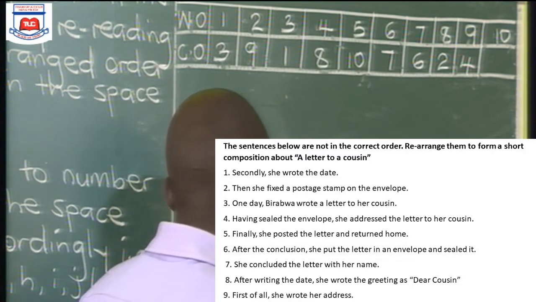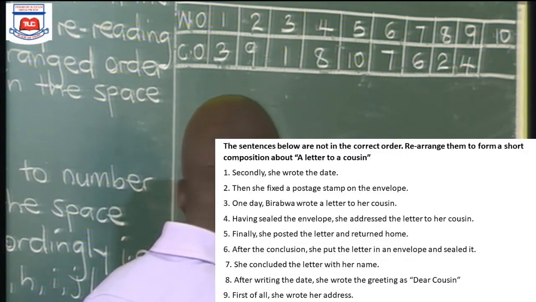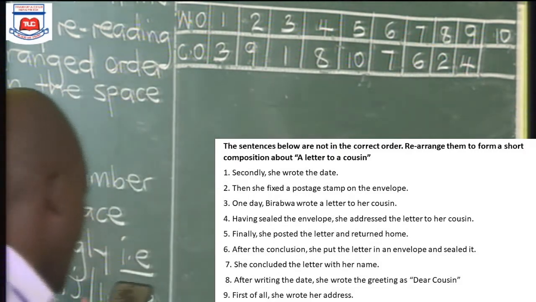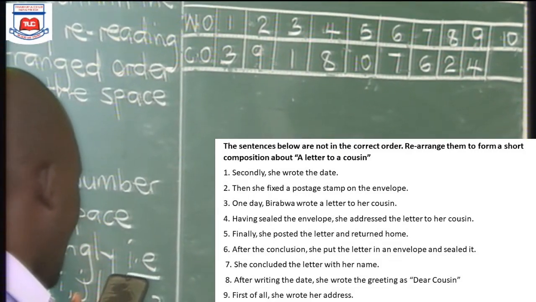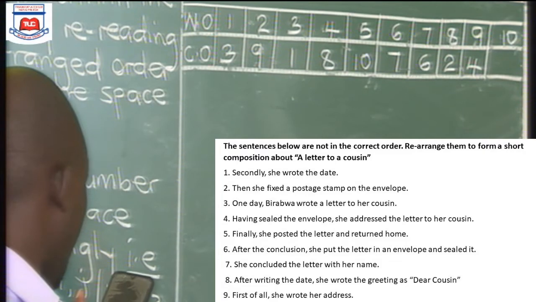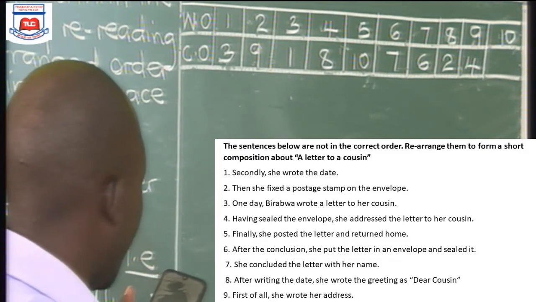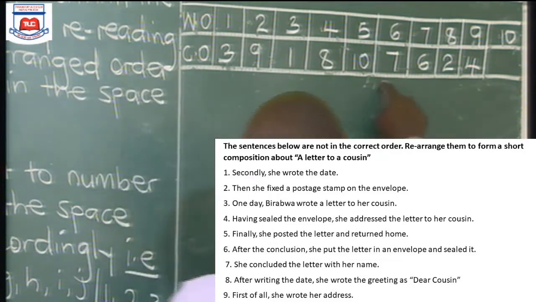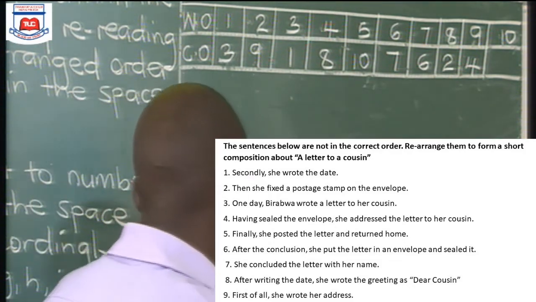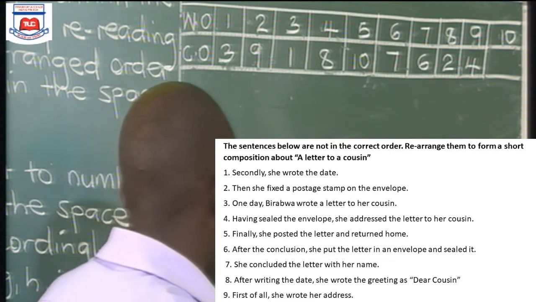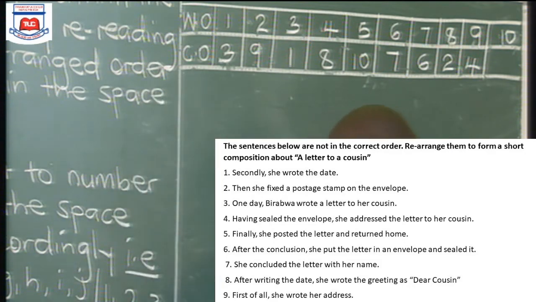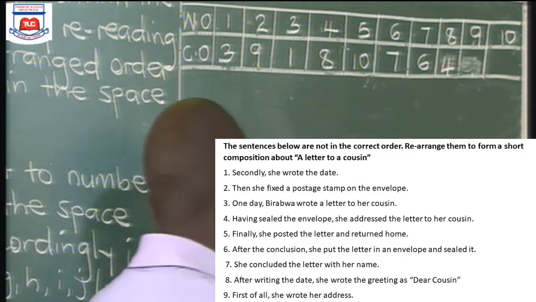Number 4. Having sealed the envelope, she addressed the letter to her cousin. She concluded the letter with her name. You remember that? That is number 7. That's our number 6. Our number 8 is number 6. After the conclusion, she put the letter in an envelope and sealed it. Having sealed it, yes, our number 8 is number 4.